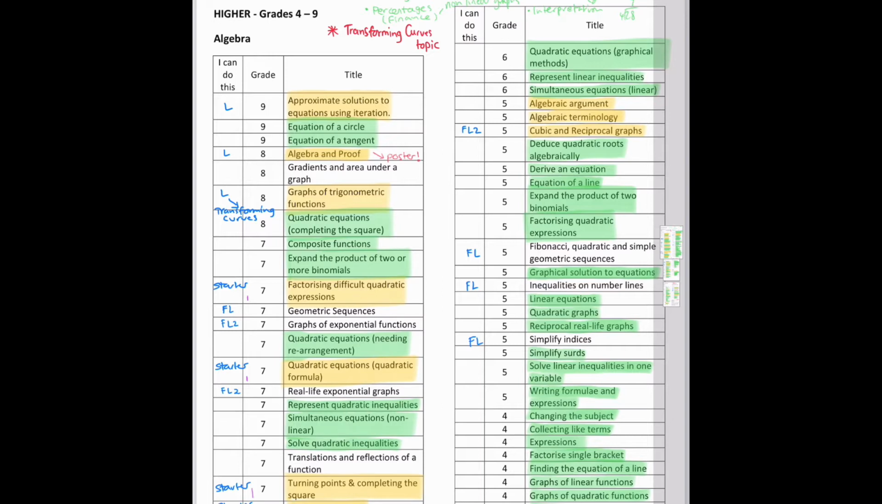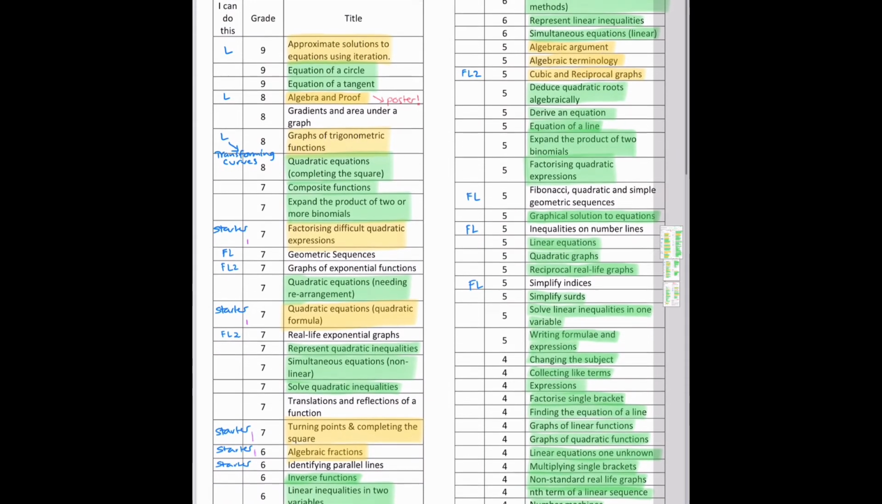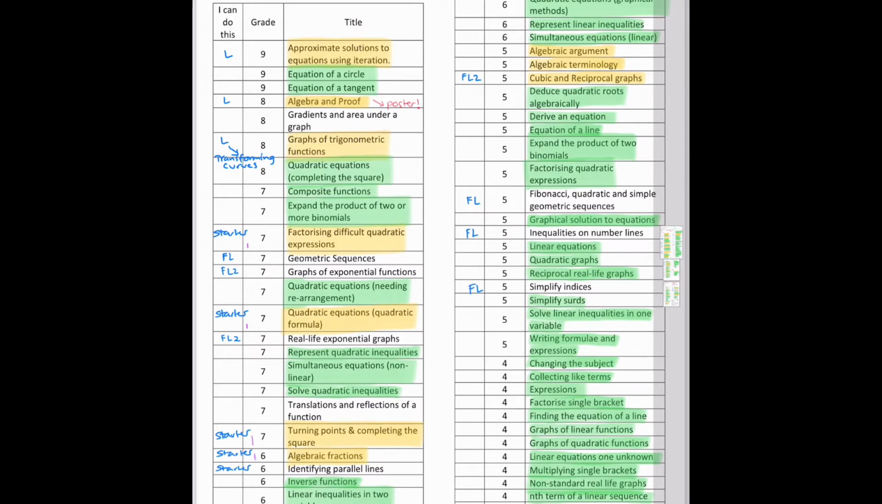So as you can see here, don't focus on the writing on the side and at the top. Just focus on the topics which have been highlighted in either green or yellow. Now, of course, the topics which we haven't covered yet, I've just left them completely. So like gradients and areas under a graph, we will do that after the half-term break, hopefully.